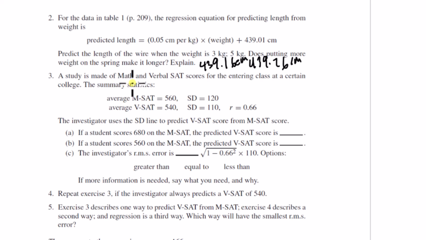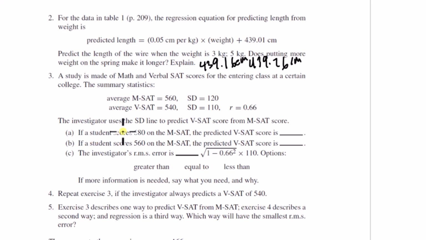Okay, a study is made of math and verbal SAT scores for the entering class at a certain college. The summary statistics are shown here. The investigator uses the SD line to predict VSAT score from MSAT score.